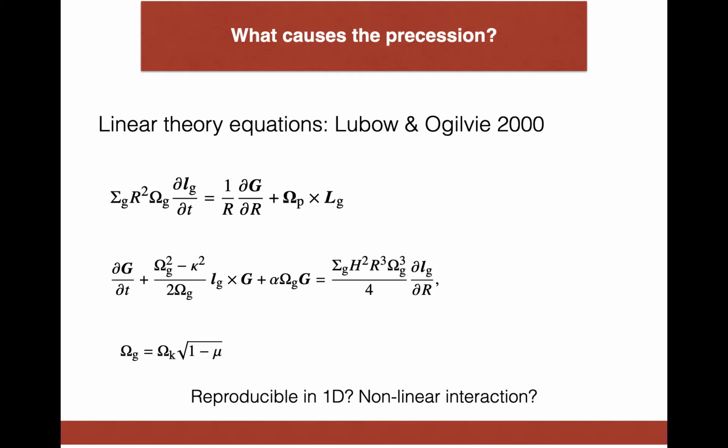There might be other complicating things. There might be some nonlinear interaction. There was work from Callum Fairbairn and Gordon Ogilvie on a weakly nonlinear theory of warps, and there might be interaction for the low k modes with the disk thickness that can also cause some sort of precession. So we have a lot of things to discover here.